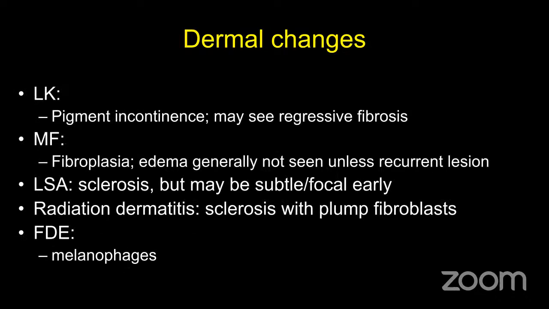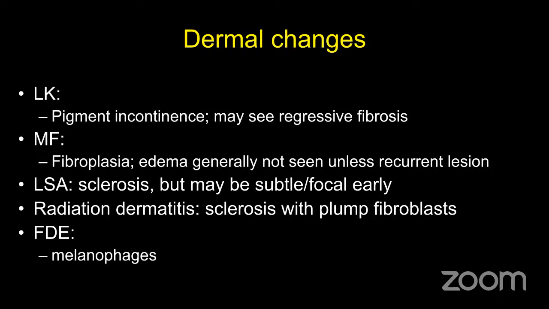With mycosis fungoides, the fibroplasia is a little different. It's almost like fettuccine change, thickened collagen bundles sort of parallel to the epidermis, not vertically oriented like you see in lichen planus. There's a classic sclerosis that you see in lichen sclerosus et atrophicus, but early on it might be subtle, and there have been some cases reported that don't have the typical sclerotic change. So that one, again, you need clinical pathologic correlation.